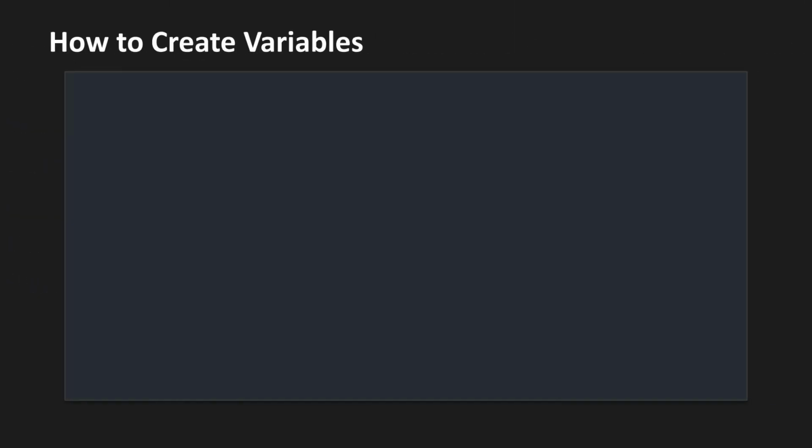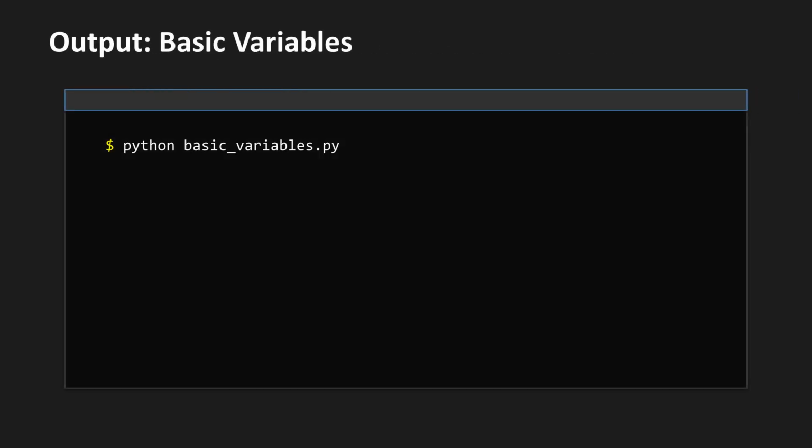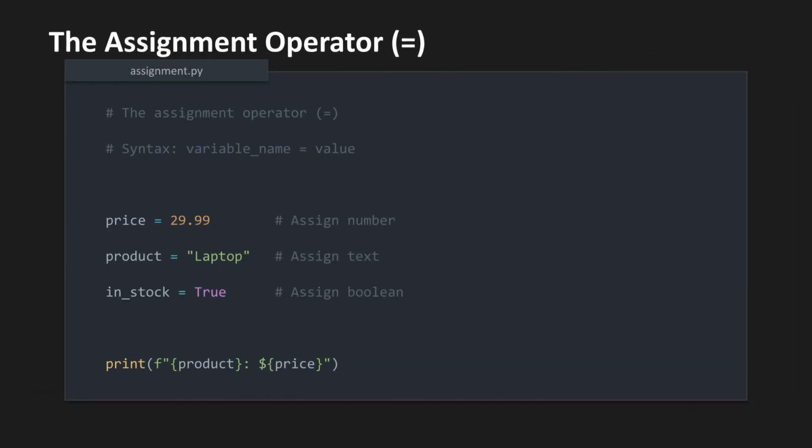To create a variable, you use the assignment operator, equals. Here we assign a string value to student_name, an integer to student_age, and a floating point number to student_GPA. When we run the script, the print function retrieves and displays the stored values for student_name and student_age. The assignment operator, the single equal sign, is used to assign the value on the right to the variable name on the left.